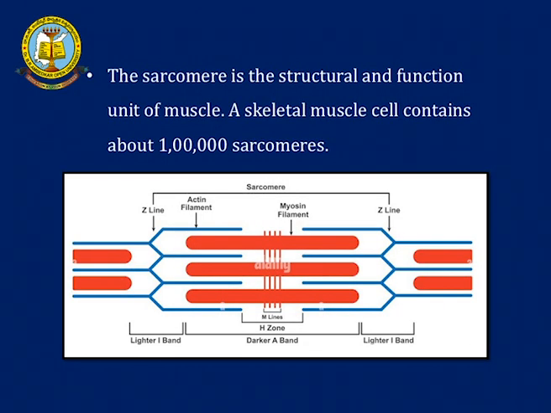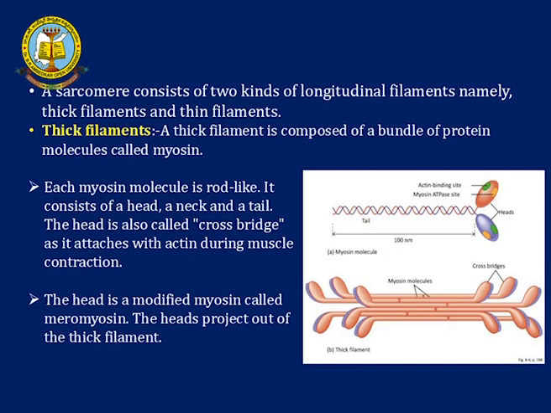Here we can see the typical structure of a sarcomere. A sarcomere consists of two kinds of longitudinal filaments, namely thick filaments and thin filaments. A thick filament is composed of a bundle of protein molecules called myosin. Each myosin molecule is rod like. In this picture we can see the structure of a thick filament.